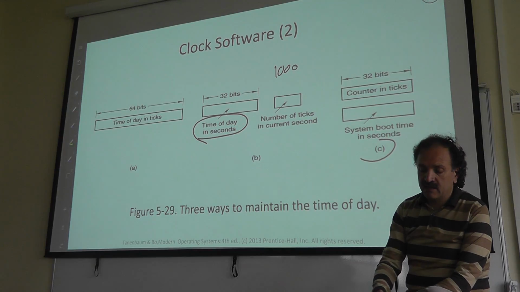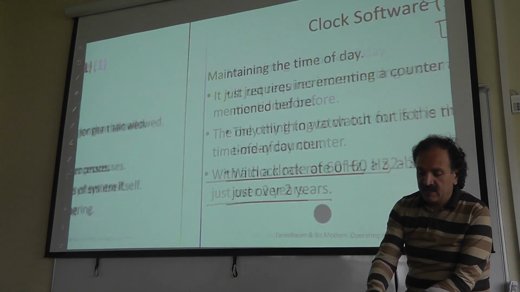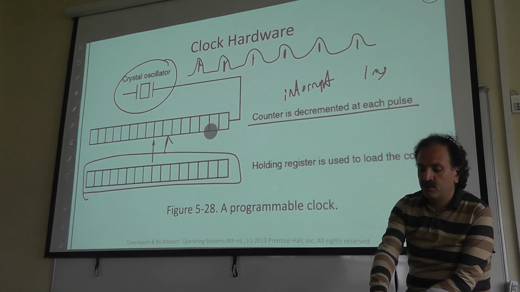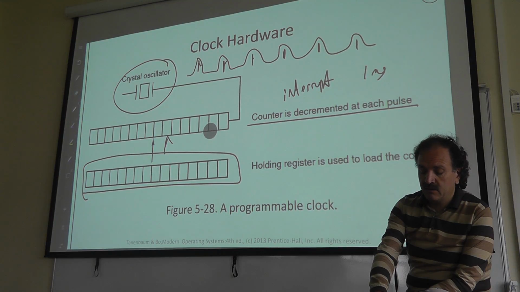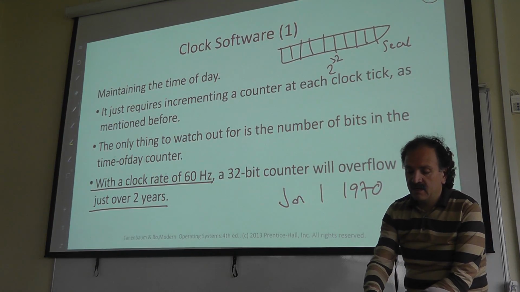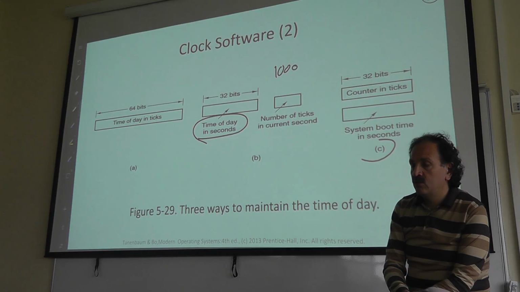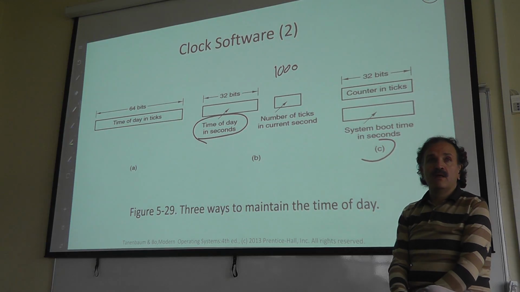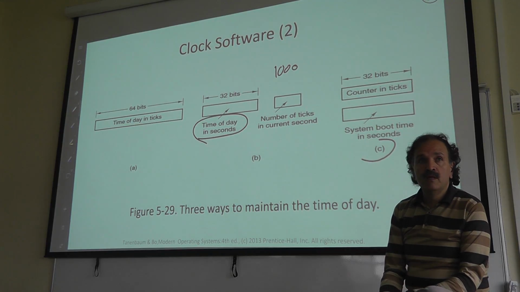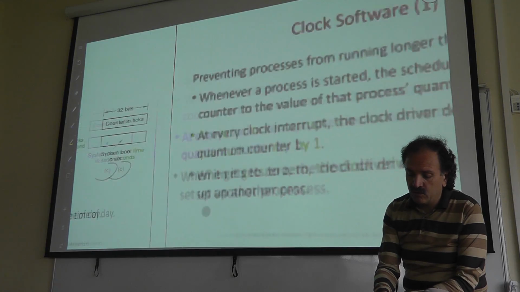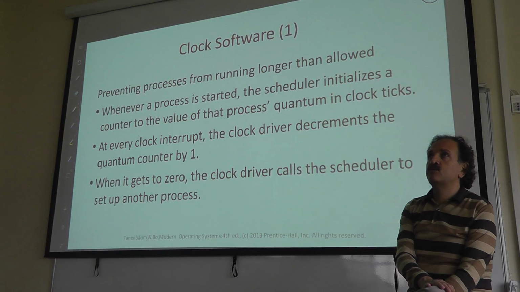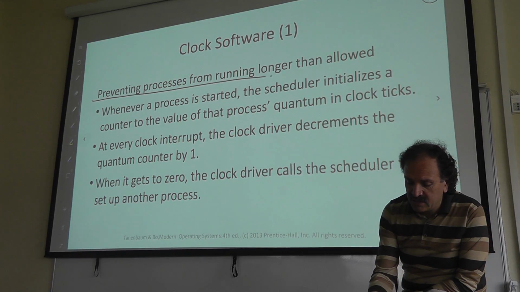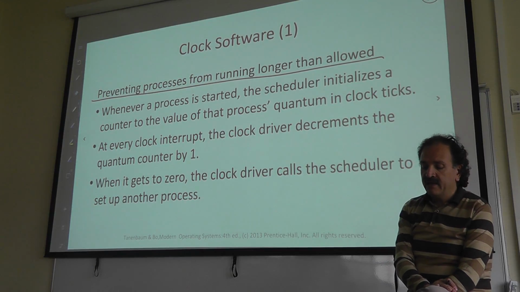So your computer has a clock, and at each clock tick, you are decrementing this counter. When this counter reaches 0, you produce an interrupt. After that interrupt, you increment one of these counters depending on your solution. Any questions? So this is how you keep the time of the day with your computer, and that's one of the tasks of the clock driver. The second task of the clock driver is preventing processes from running longer than allowed.